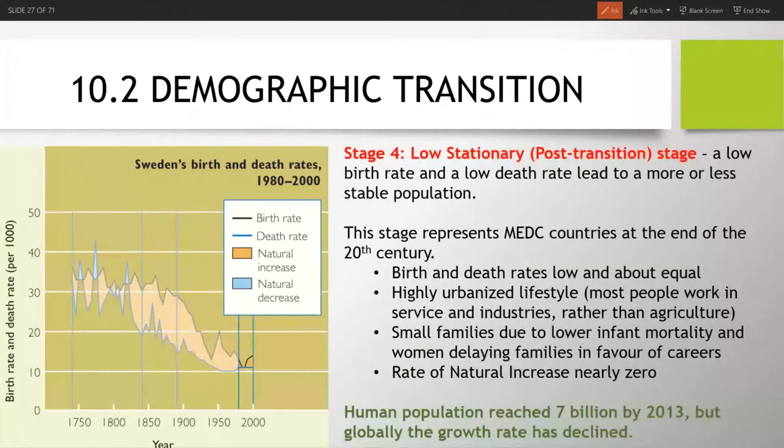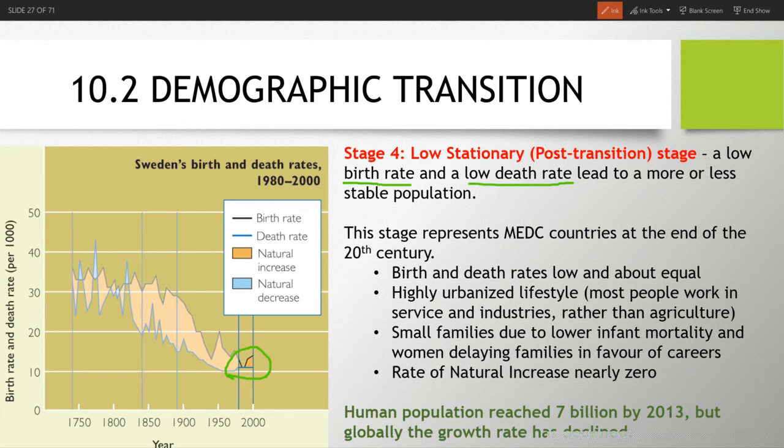So let's move into our fourth stage. We get stage 4, low stationary. And this is at the end of the formal demographic transition model. We're looking at a small period here in Sweden's history, much more recent. So at this point, the death rate we know is very low. And the birth rate is also now very low because it's continued to decline due to those factors we just mentioned in the last slide.